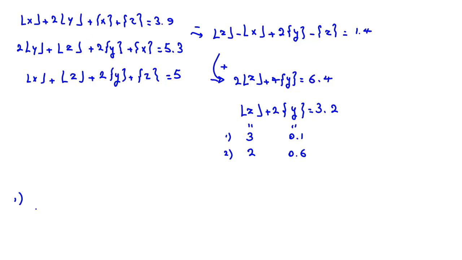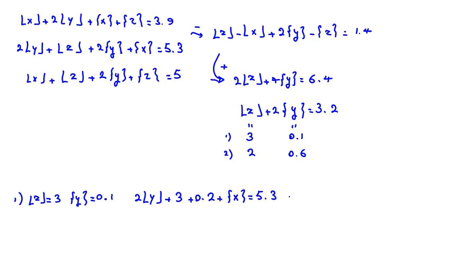Okay, so let's replace in the first one. In case 1, this is 3, and this one is 0.1. So in the first equation, we don't have anything important. In the second equation, it is 2 times fractional part of y plus fractional part of z, 3 plus 2 times this 0.2 plus x equal to 5.3.